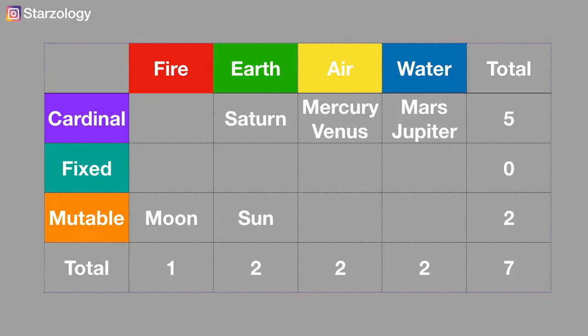So now with the table completed, we see that we've got the Moon in mutable fire, that's a count of 1. In earth we have Saturn and the Sun for a count of 2. In air we have Mercury and Venus for a count of 2. And in water we have Mars and Jupiter for a count of 2. Then going across to check on the modes, we have Saturn, Mercury, Venus, Mars and Jupiter for a count of 5 cardinal, 0 fixed, and 2 mutable.